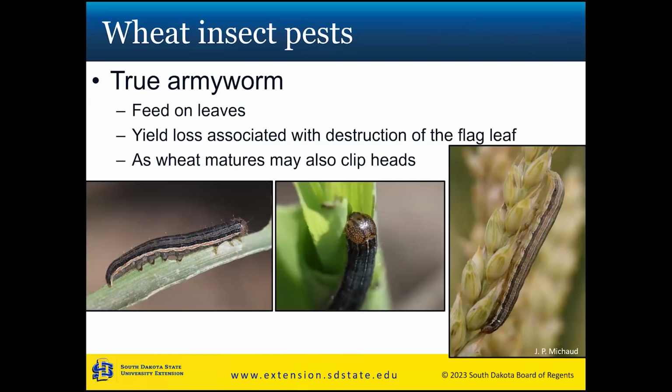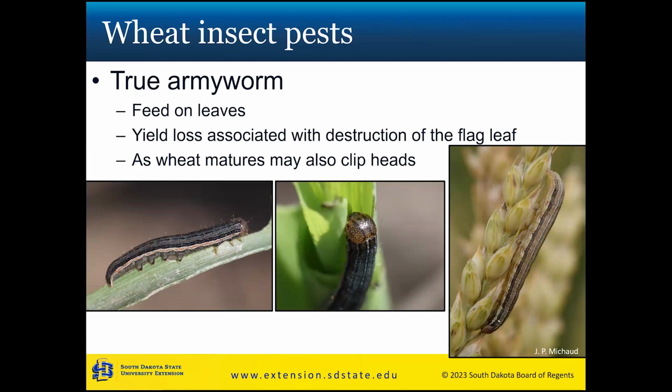Another insect we keep an eye on every year, we haven't had major issues for probably the last 2 years, is true armyworm. But the catch is the year we take some time off from this pest, it will show up again and cause major issues. And so we want to stay on top of remembering how to scout for it and what it looks like.